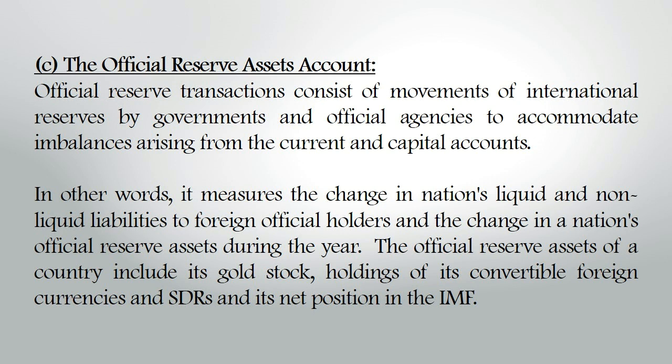C. The official reserve assets account. Official reserve transactions consist of movements of international reserves by governments and official agencies to accommodate imbalances arising from the current and capital accounts. In other words, it measures the change in nations' liquid and non-liquid liabilities to foreign official holders and the change in a nation's official reserve assets during the year. The official reserve assets of a country include its gold stock, holdings of its convertible foreign currencies and SDRs, and its net position in the IMF.